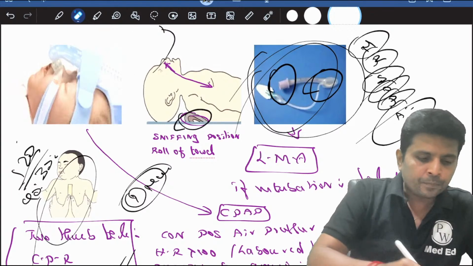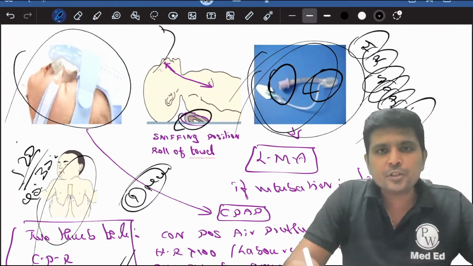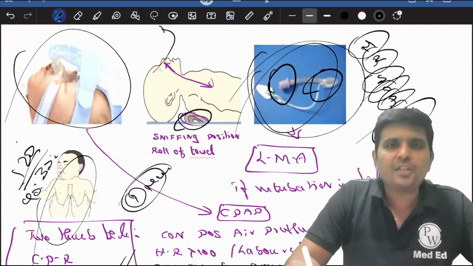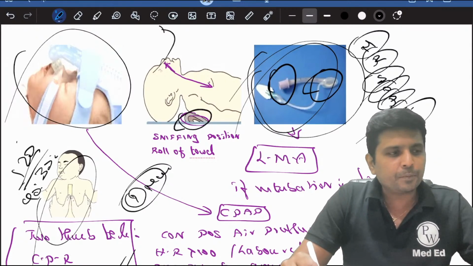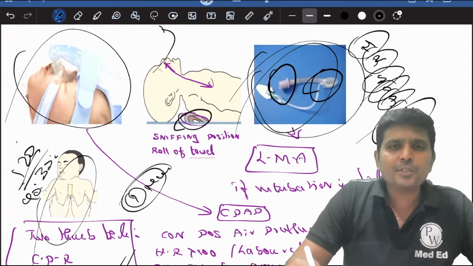What is this actually? This is called CPAP, continuous positive airway pressure. This is called as what? CPAP, continuous positive airway pressure. What is the role of it?